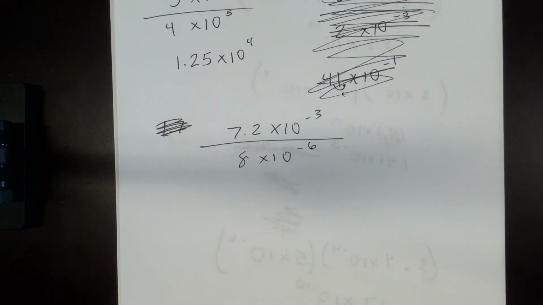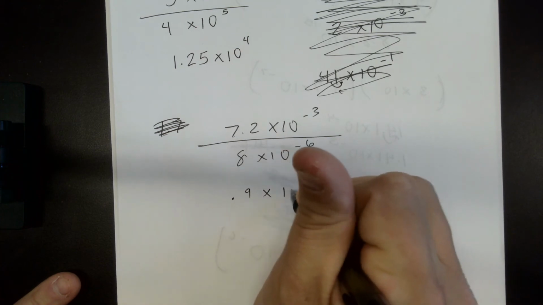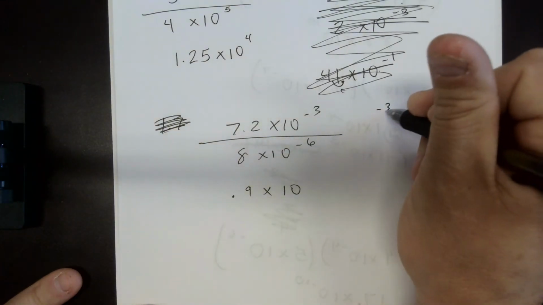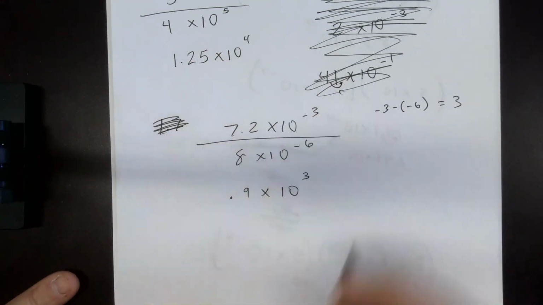7.2 times 10 to the negative third over 8 times 10 to the negative sixth. All right. So the very first thing is we're going to divide the numbers together. So everyone help me out. What's 7.2 divided by 8? It's going to be... What is it? 0.9 times 10. And then we have a negative 3 minus a negative 6, which is 3.